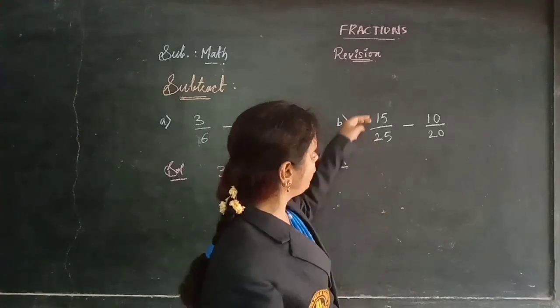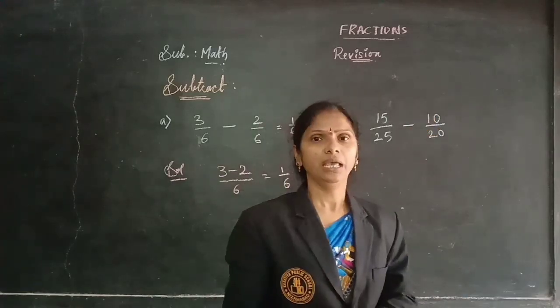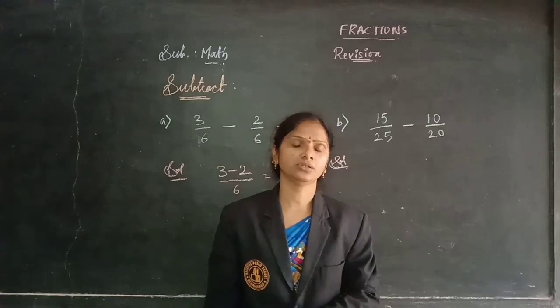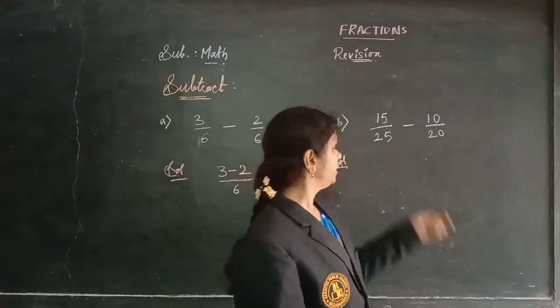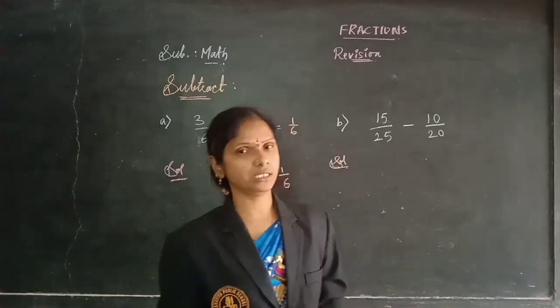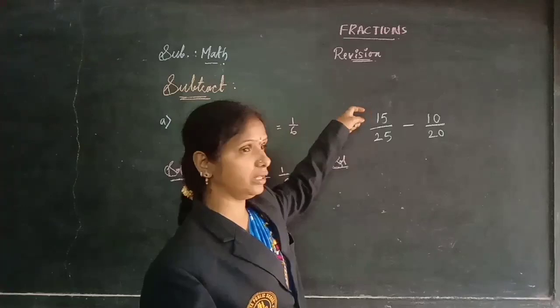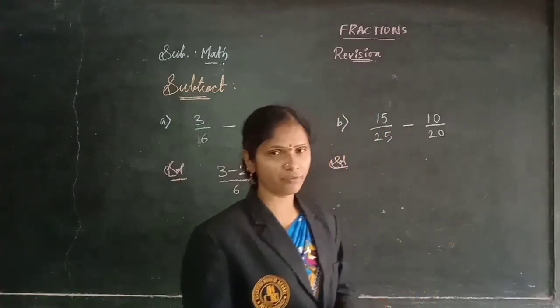Let's do this problem, children. Now observe 15 by 25 minus 10 by 20. If the given fractions are mixed, you can change them into improper fractions and solve, children. But here the given fractions are not mixed, so you can directly solve. And one thing here, observe carefully, 15 by 25 minus 10 by 20. These are unlike fractions here.